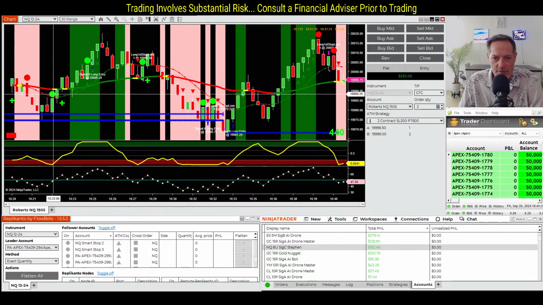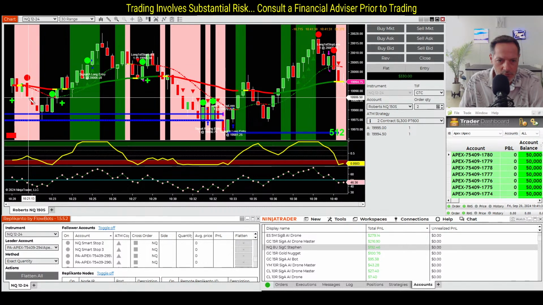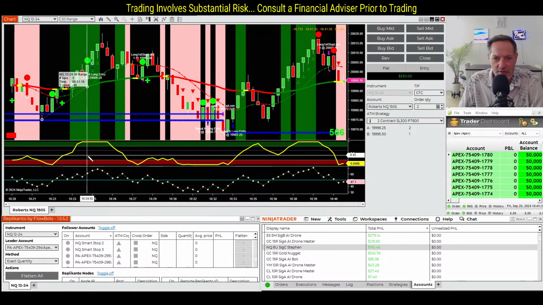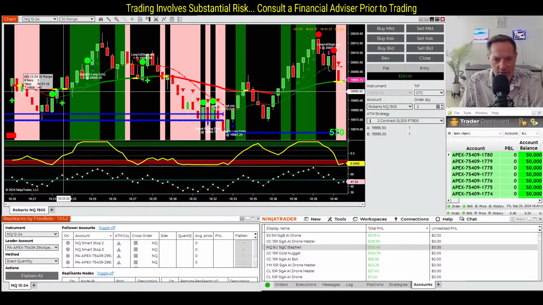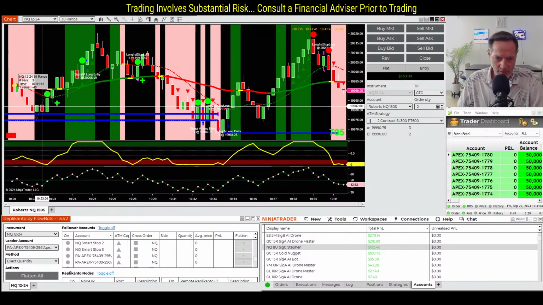So the green circles are going long, and the red circles mean it's going short. So right here's a red circle going short. This one ran down, you know, if you're a scalper, 48 ticks on that trade if you were using the candle pattern recognition as your entries.